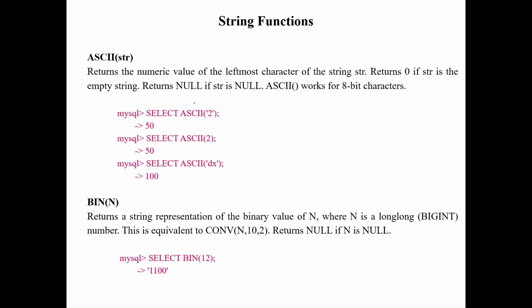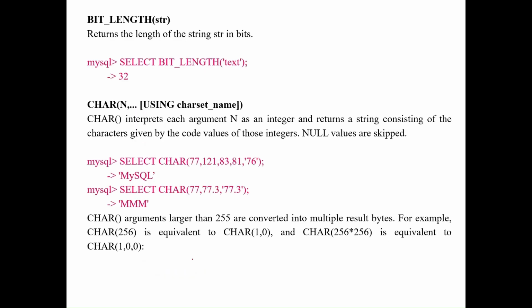So select ASCII, find the ASCII value of 2. It is showing 50. The 2 you can specify in single quotes or directly, and it shows the ASCII value. If I want to find out the binary value of 12, then it is showing 1100. So all these are string functions you can directly utilize along with the select command. Select BIT_LENGTH: it shows the string's bit length, the total number of bits in a particular text.